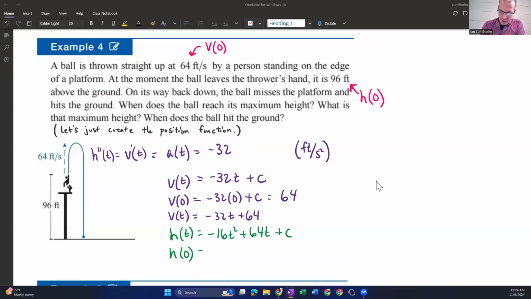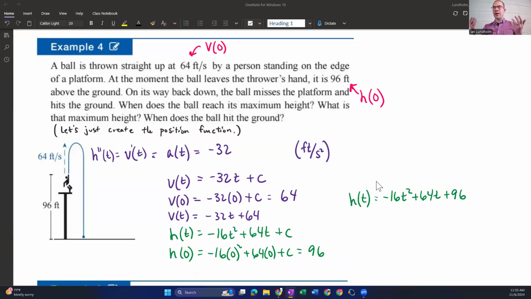If we throw in 0 into this height function, we'd get negative 16 times 0 squared plus 64 times 0, and then plus c. And so h of 0 ends up just being c, and h of 0 is 96. So c is equal to 96, and the height function that we get, which is the position function, is negative 16t squared plus 64t plus 96.